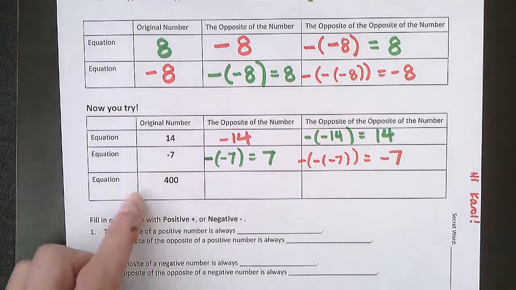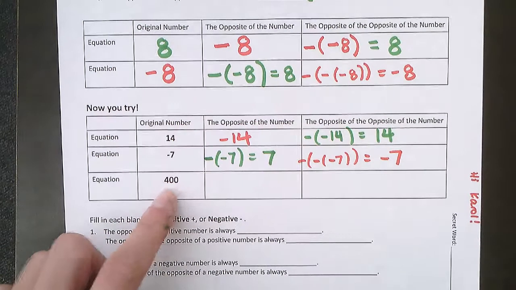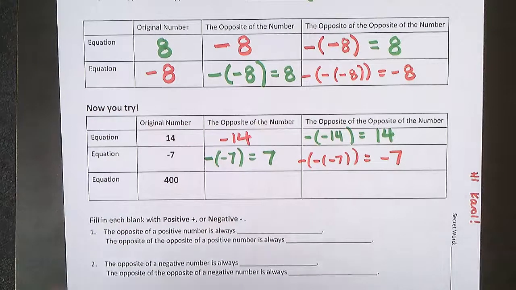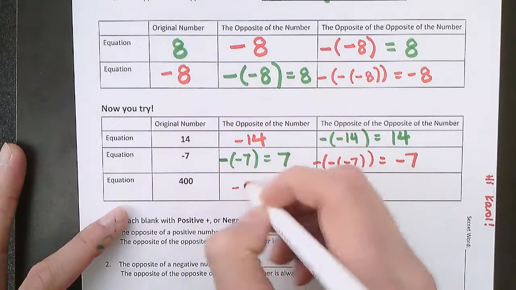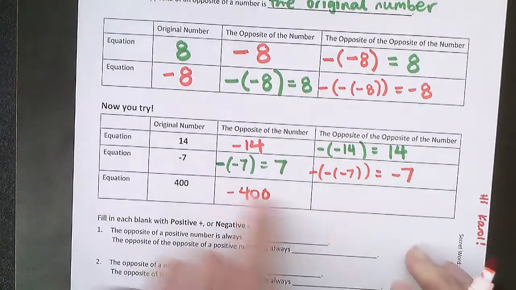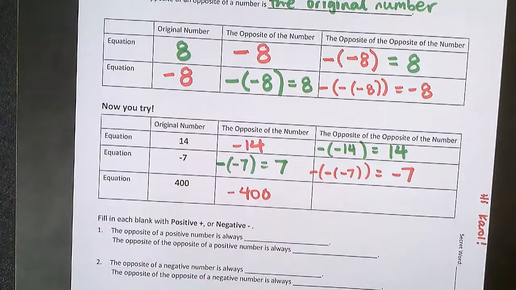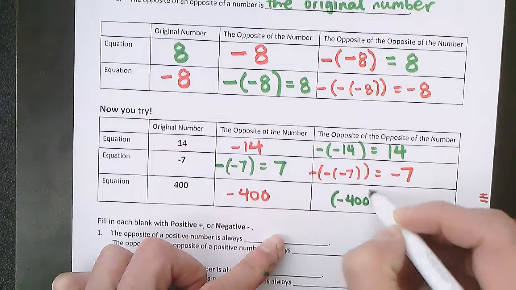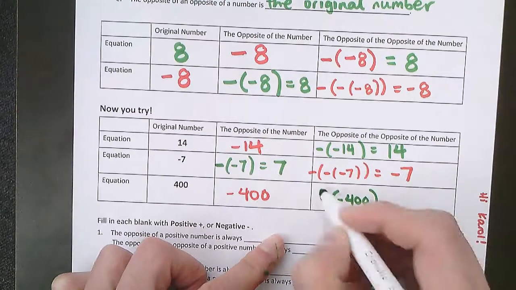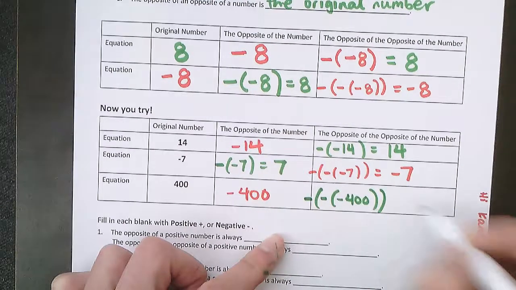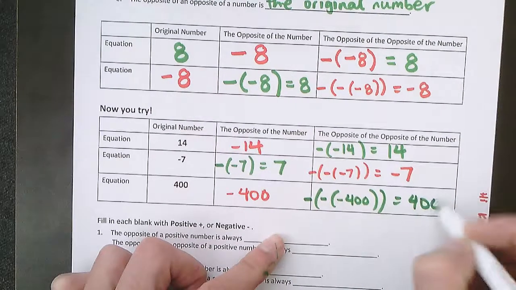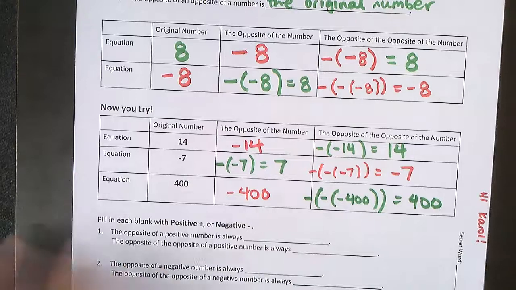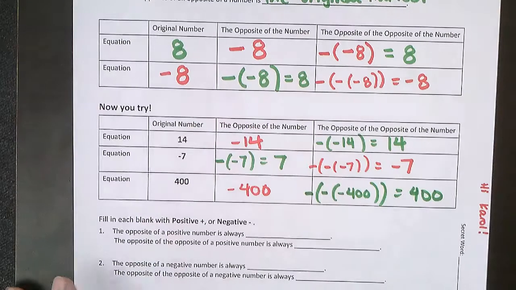And this one here, 400, the opposite of 400 is negative 400. And the opposite of that would be negative 400. All of that, opposite. All of this, opposite, brings us back to positive 400, the original number. If you got all that, 4 gold stars.